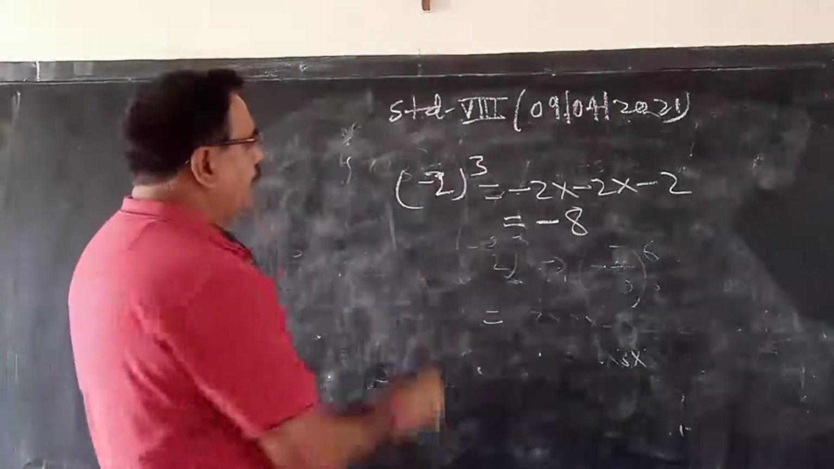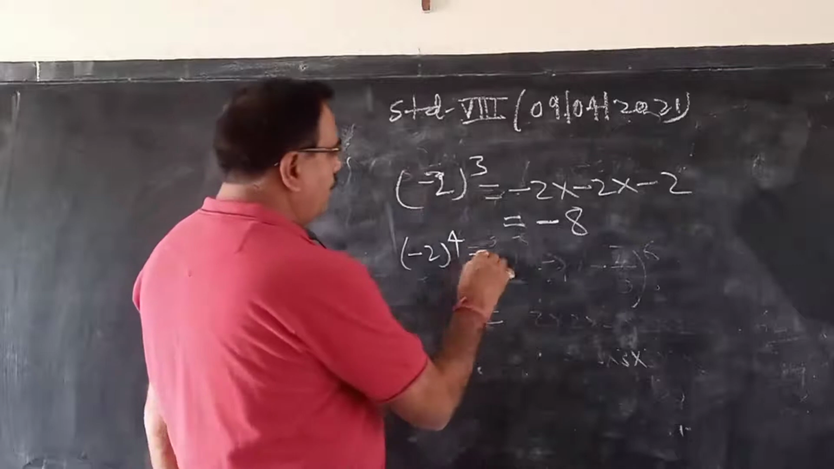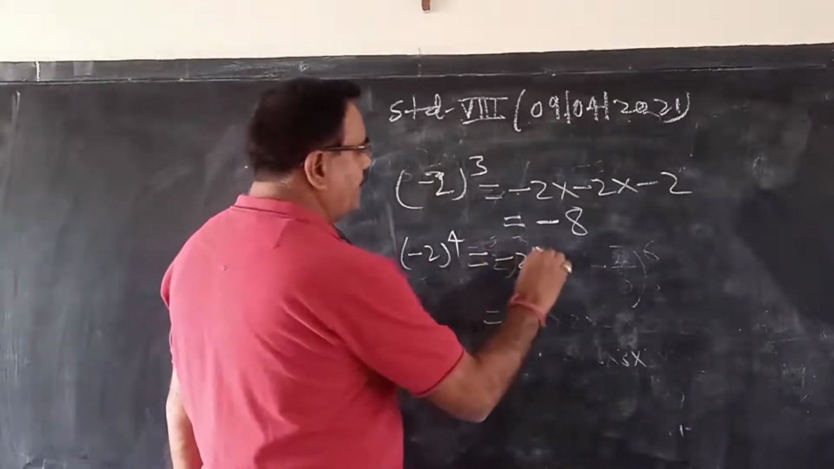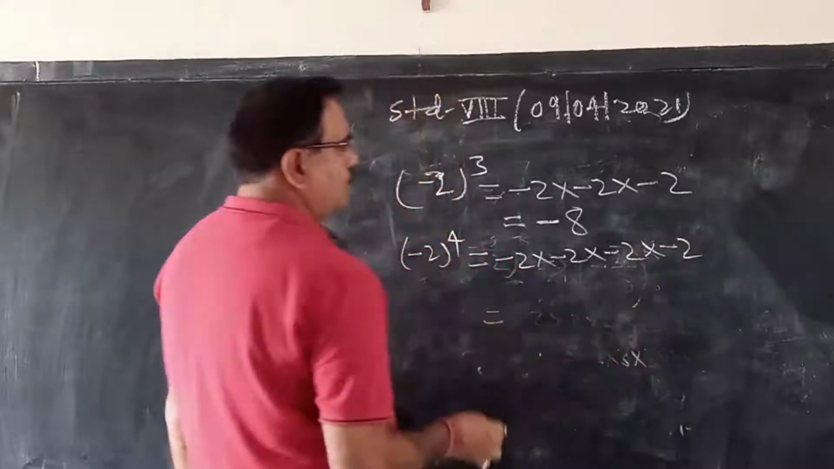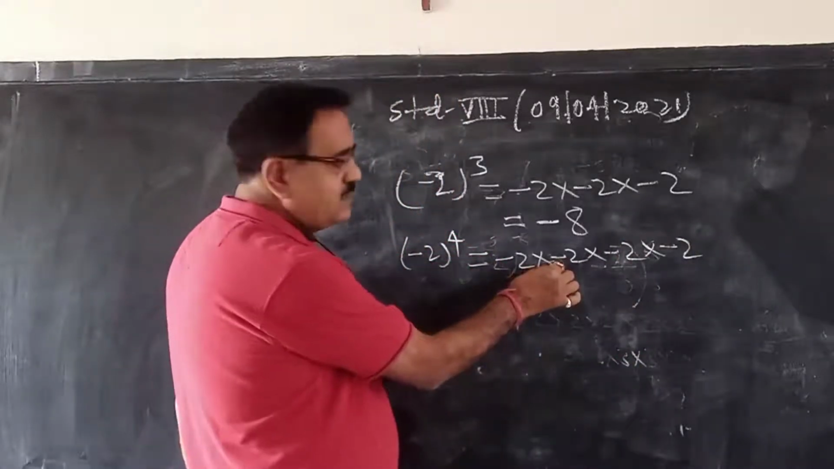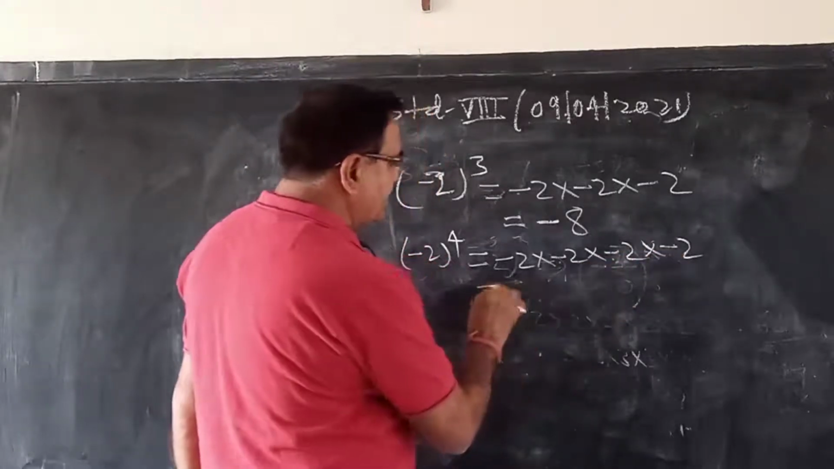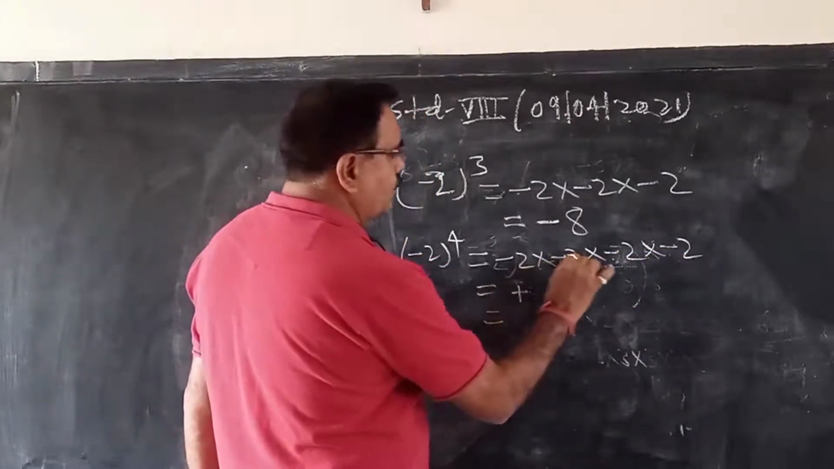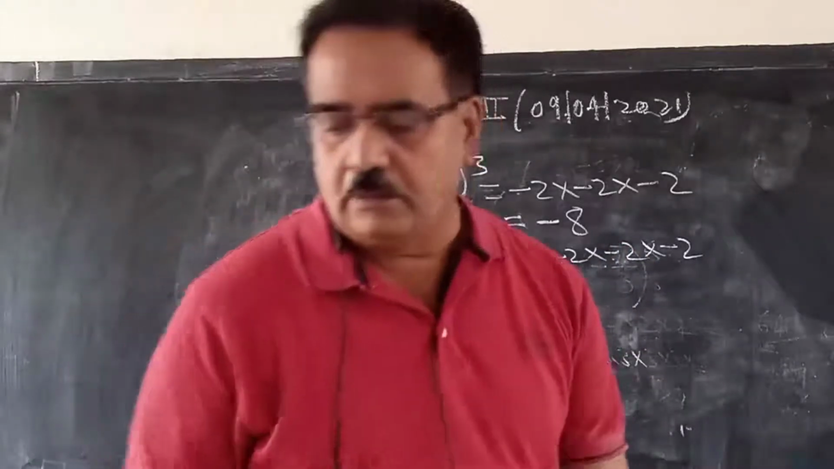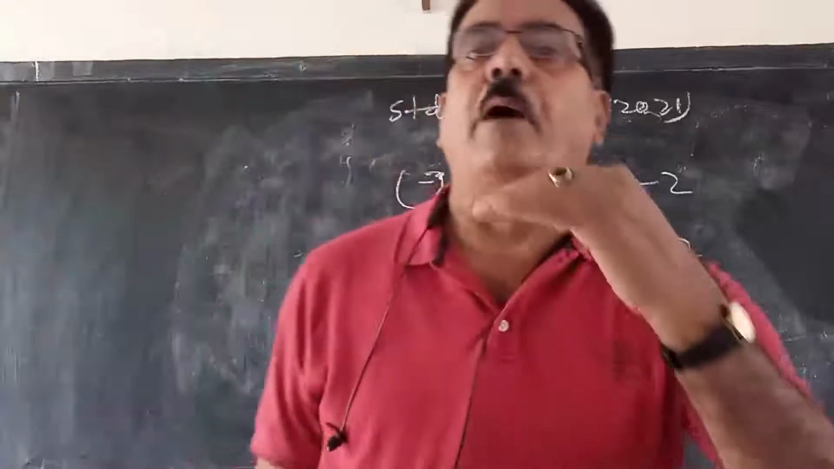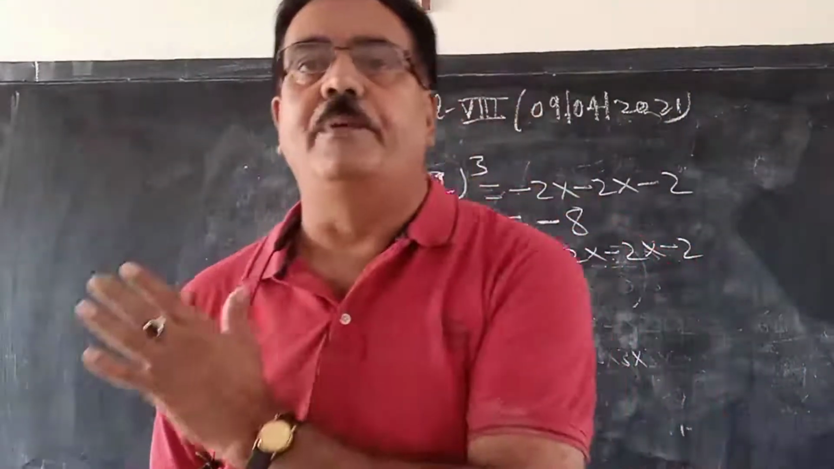You follow? If the power is even, then what will happen? Minus will be written 4 times: minus 2 into minus 2 into minus 2 into minus 2. So minus into minus is plus, plus into minus is minus, minus into minus is plus. That's why the final sign is plus. And 2 to the 4 is 16. Do you follow? That's why if the power is even, the final sign will be positive. If the power is odd, the final sign will be negative.